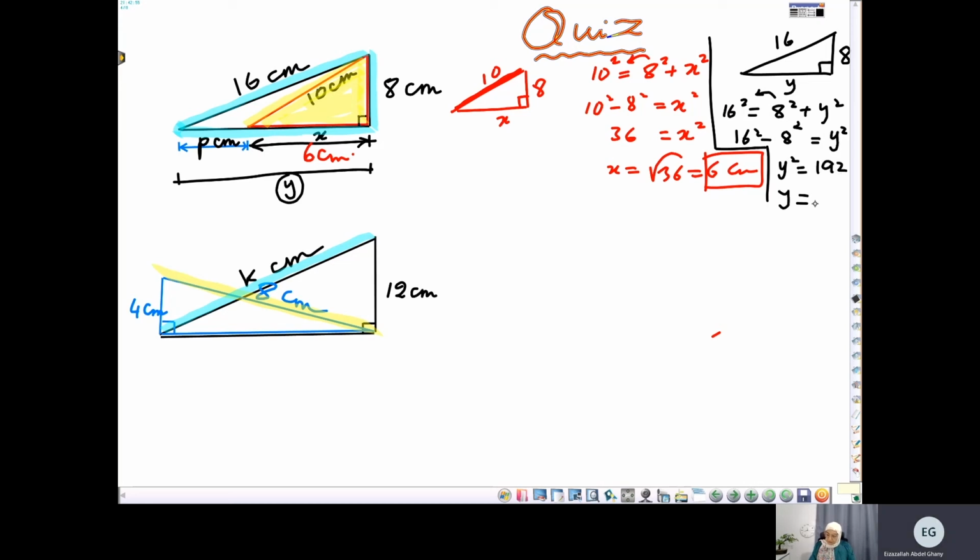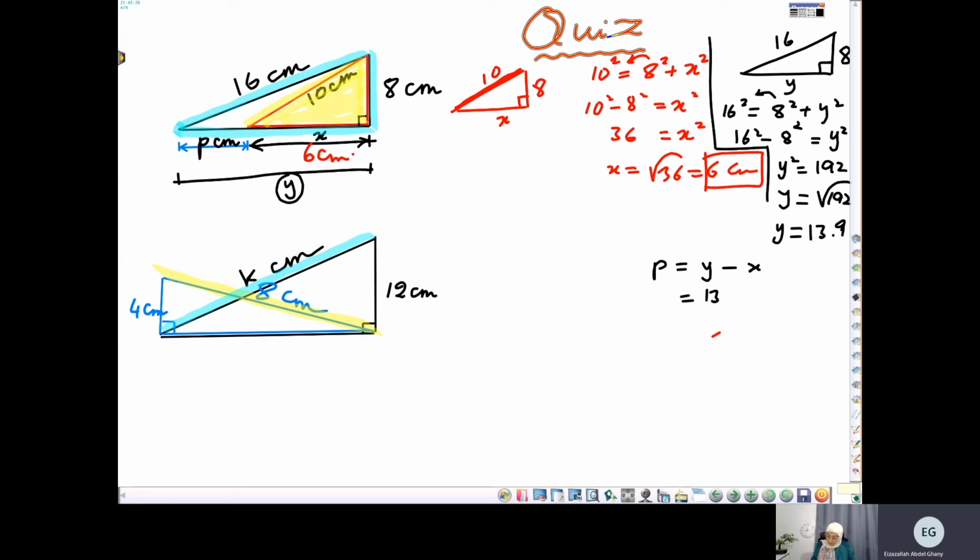So y will be what? The square root of 192. Root, answer, equals, you will get y is equal to 13.9. This is not the final answer. He needs you to find P. Okay, P equals y minus x.